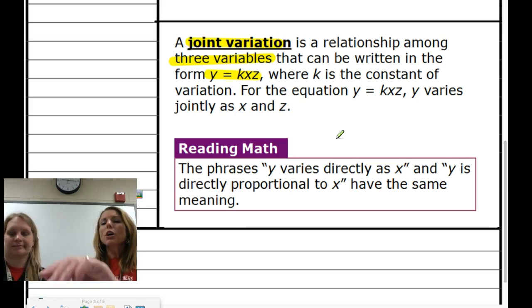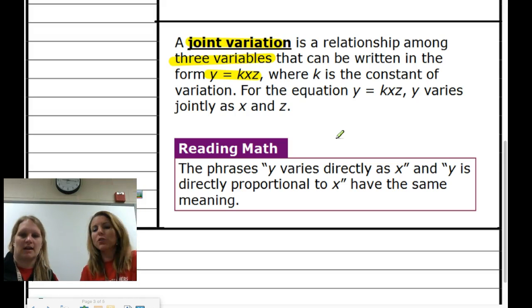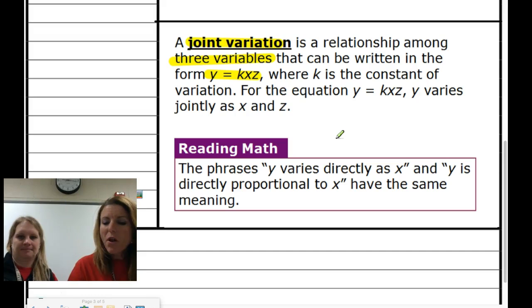Back to the direct variation, I just threw in a little note. That means the same exact thing. Okay, next page.